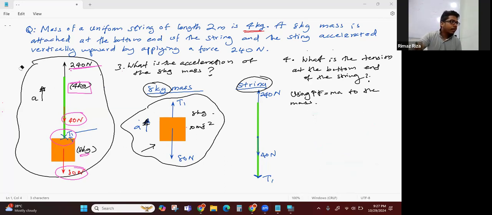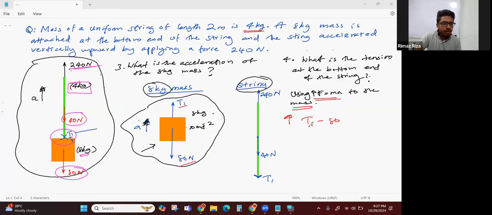So here I am applying Newton's second law, F equals ma, to the mass. So here's the mass, my mass. Right, if I consider this mass, we are considering the vertically upward direction, so we have to consider the vertical forces. The vertical forces we have are T1 and 80 Newton. T1 is upward and 80 Newton is minus, because we are considering the vertically upward direction, but this is downward. So you can indicate the direction here, right?